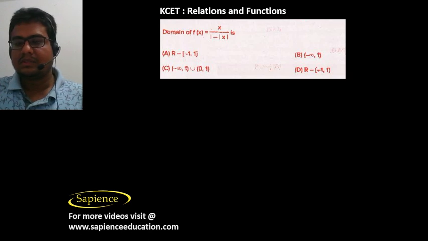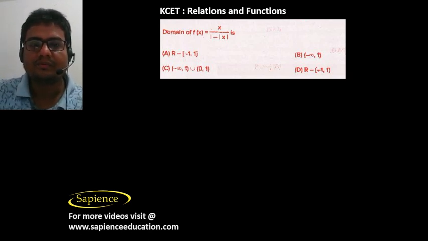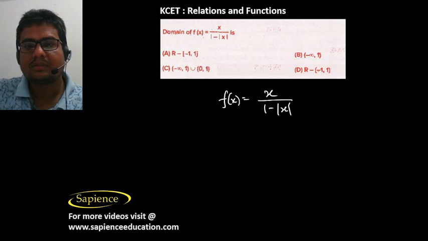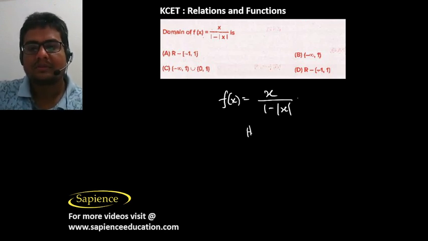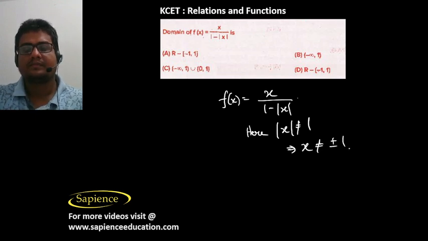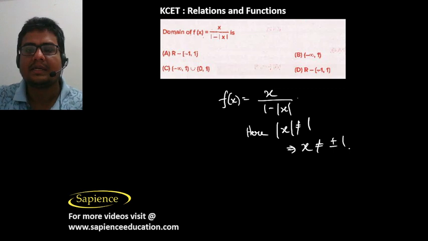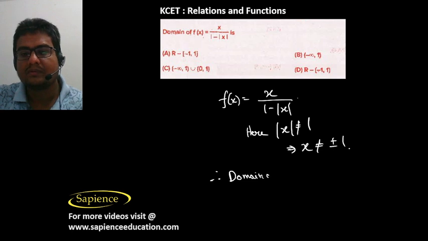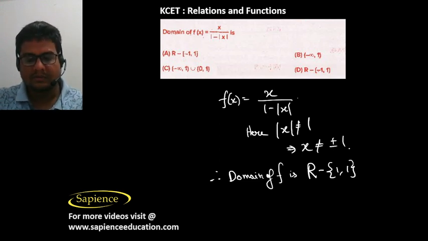Then here it is told that you have to find the domain of the function f of x, that is this. So f of x is given as x by 1 minus mod x. So here mod x should not be equal to 1. So it means that x should not be equal to plus or minus 1. So except plus or minus 1, I can take any real values of x. So therefore the domain of the function f is R minus {-1, 1}.